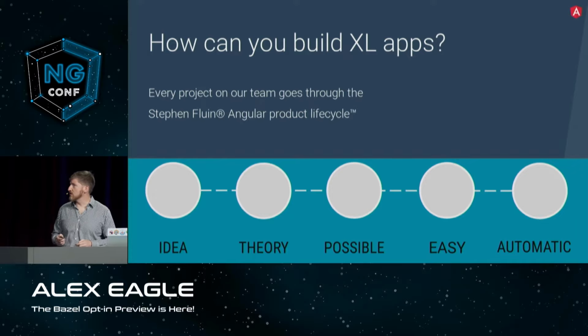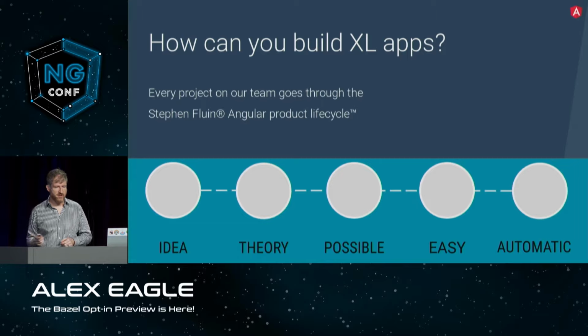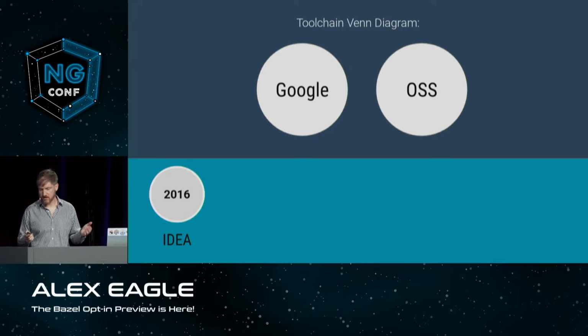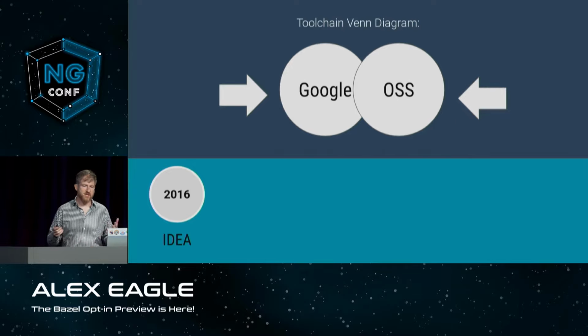Stephen, this morning in the keynote, gave you his product life cycle here. So I'm going to tell the story quickly of how we got to this place where we are with Bazel. In 2016, I had this idea. Basically, this was our Venn diagram, where Google and your tool chains are completely diverged. We weren't really sharing any code. And to make these things more similar, we need to push both bubbles.